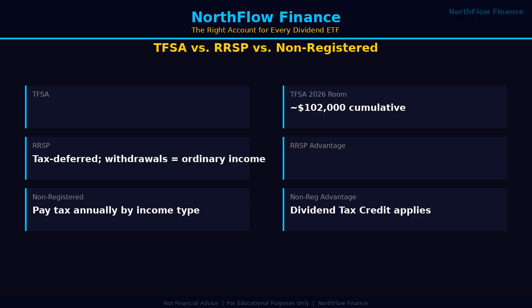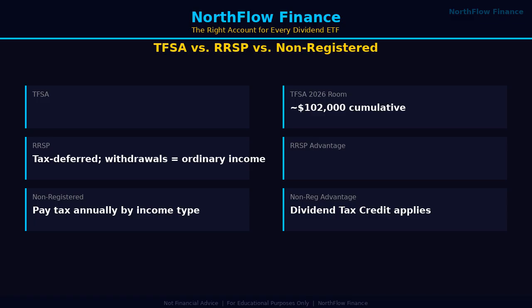The TFSA sounds like the obvious place for everything. But it's a limited resource. The question is, what goes inside it to generate the most tax-free value? The RRSP, Registered Retirement Savings Plan. RRSP contributions reduce your taxable income in the year you make them. Everything inside grows tax-deferred. When you withdraw, the amount is taxed as ordinary income.